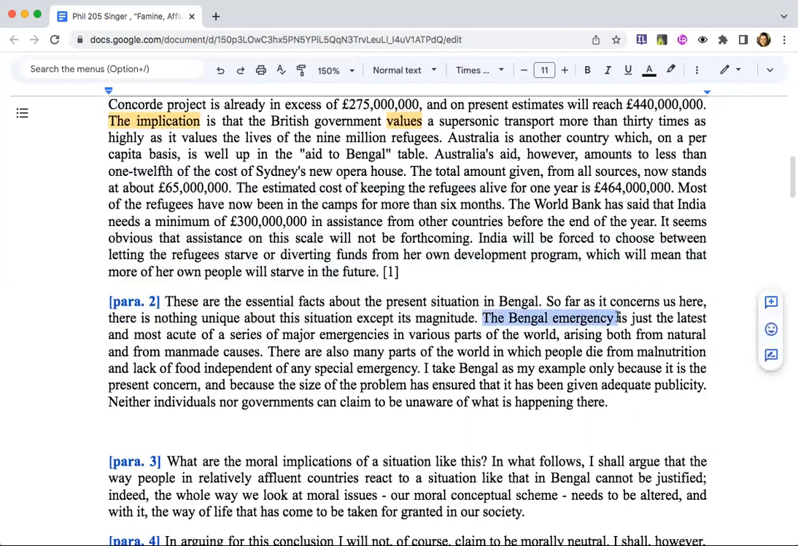The Bengal emergency is just the latest and most acute of a series of major emergencies in various parts of the world arising from both natural and man-made causes. There are also many parts of the world in which people die from malnutrition and lack of food independent of any special emergency. I take Bengal as my example only because it is the present concern and because the size of the problem has ensured that it has been given adequate publicity. Neither individuals nor governments can claim to be unaware of what's happening there.